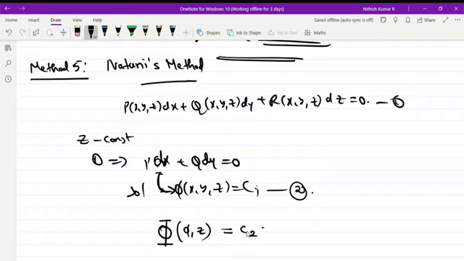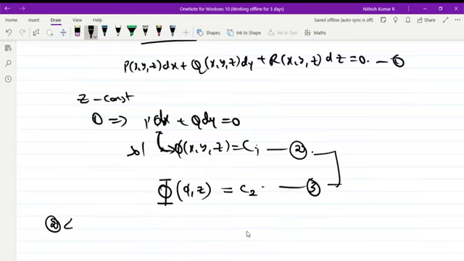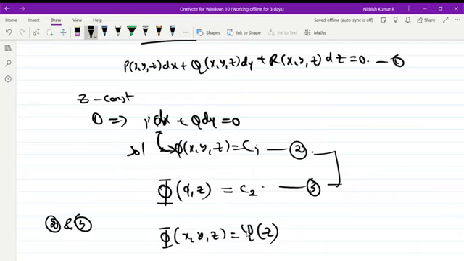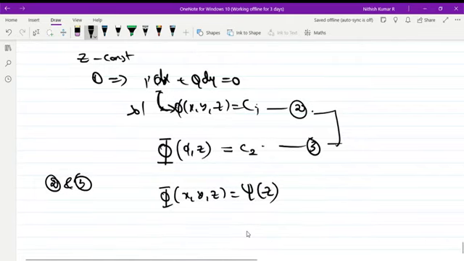Now, say this is 3. Combining 2 and 3, we get a solution in terms of, say, capital Phi of x, y, z is equal to xi of z. This is the solution by combining 2 and 3, and hence it will be a solution of my equation 1, where xi is some function of z.